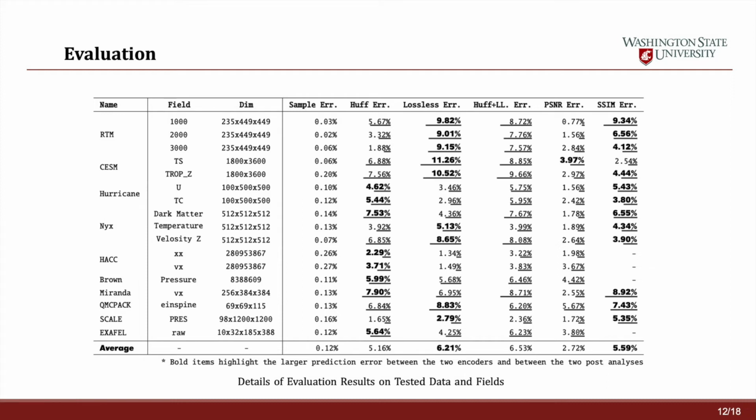And in this chart, we can see that on basically all the data sets and data fields, our model can provide a very low prediction error. And also note that the lossless prediction error is slightly higher than the Huffman prediction error. This is because we use run-length encoding to represent all the lossless encoders, so that will introduce slightly more error. And also for the post-hoc analysis, PSNR and SSIM, our proposed model can also estimate them pretty accurately with only a very low prediction error.